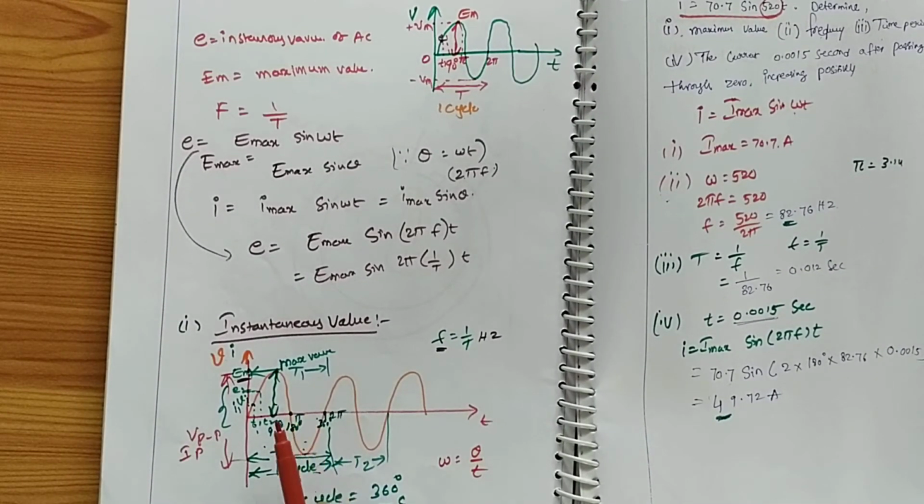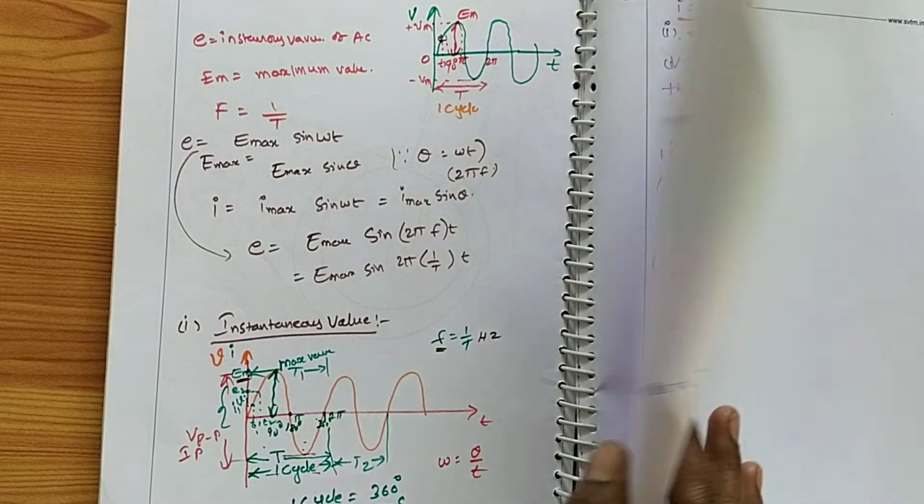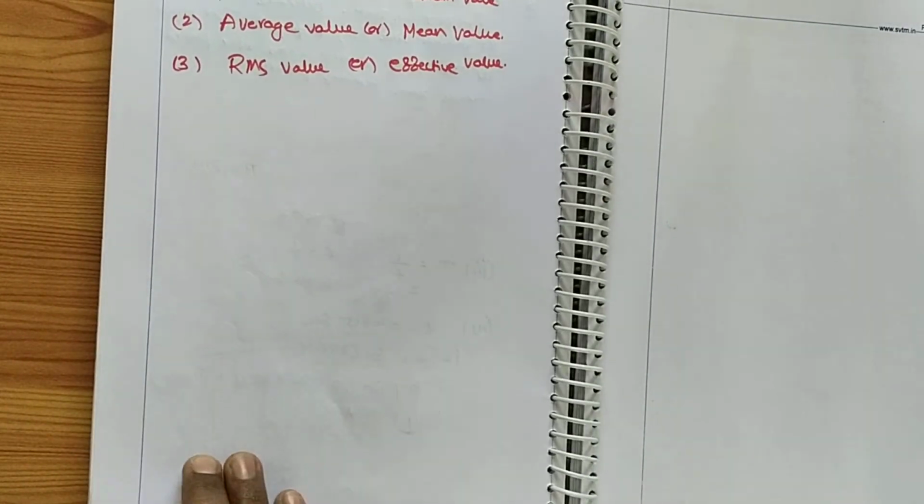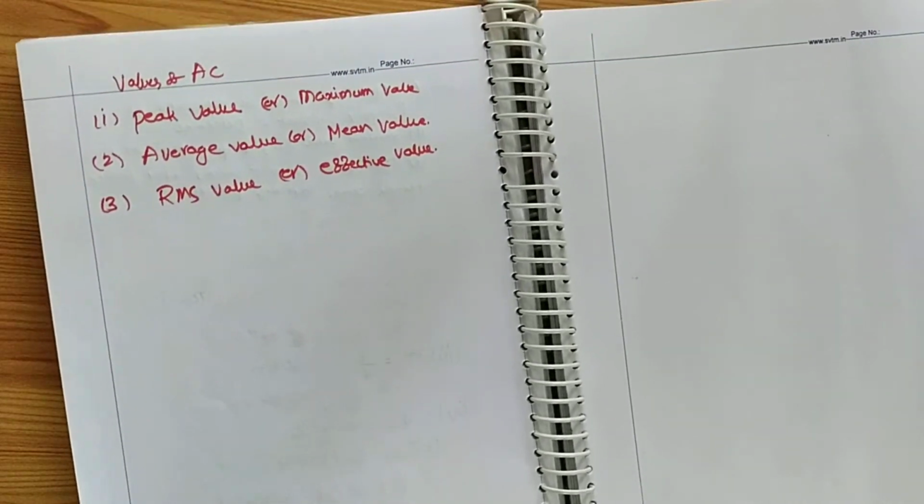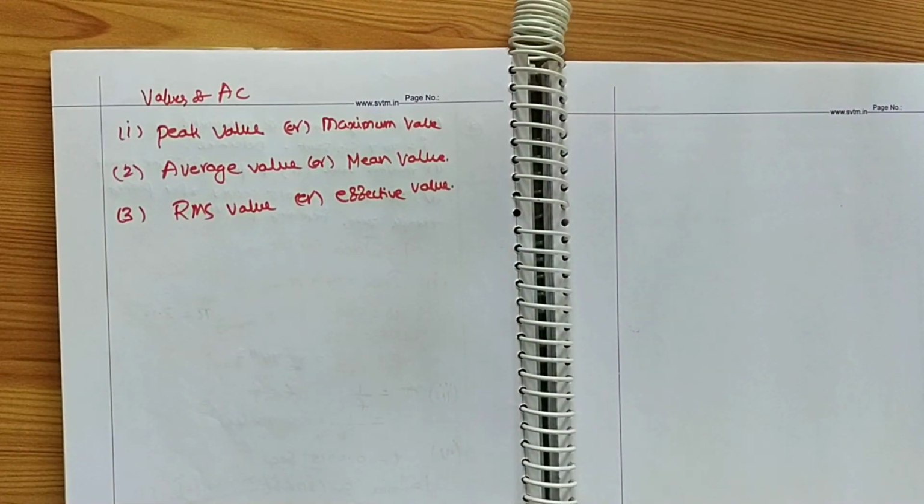The maximum value attained by an alternating quantity during one cycle is called the peak value or crest value. It is also known as the amplitude of one cycle. Peak value is nothing but the maximum value. Now we go for the average value.